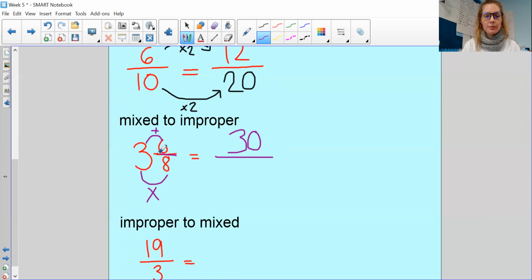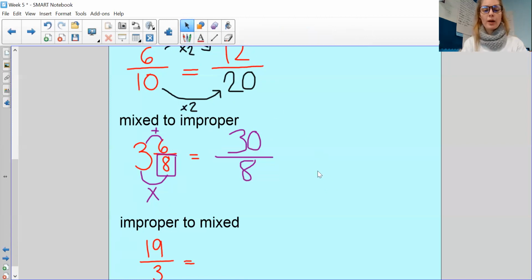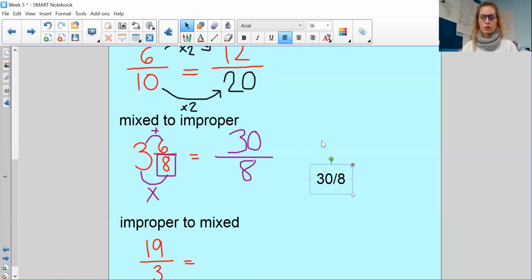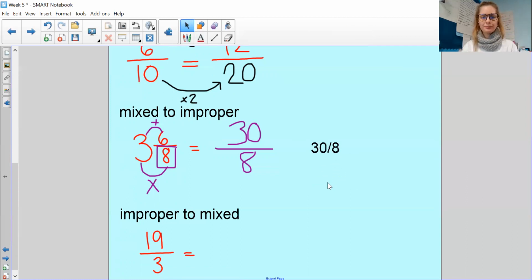So whatever this bottom number is, I need to write it at the bottom of it, okay? So when you're typing up your answers today, you would write 30/8 as your answer, okay?